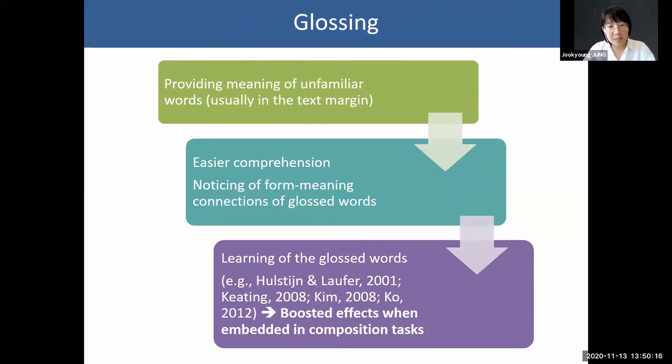Glossing is providing the meaning of unfamiliar words, usually in the text margin. And by doing so, we expect that learners will have less processing burden in terms of access to their mental lexicon, which will in turn result in better reading comprehension. And by annotating the word meanings in the text margin, we also expect that learners may be able to notice that form-meaning connection in the process of reading, which results in learning of those lexical items.